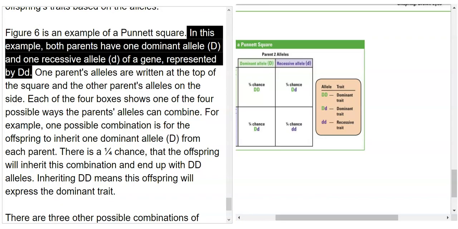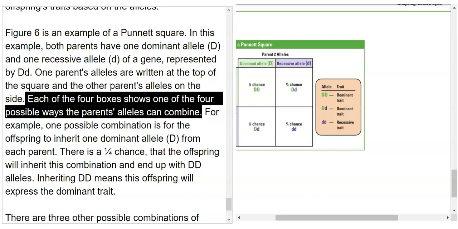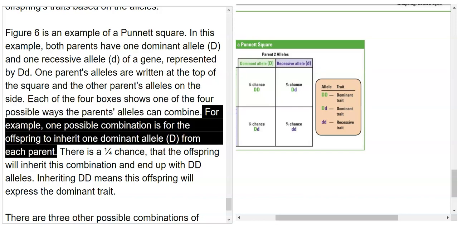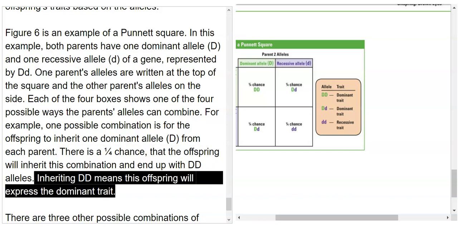In this example, both parents have one dominant allele, big D, and one recessive allele, little d, of a gene represented by capital D, little d. One parent's alleles are written at the top of the square and the other parent's alleles are on the side. Each of the four boxes shows one of the four possible ways the parents' alleles can combine. For example, one possible combination is for the offspring to inherit one dominant allele from each parent. That's a 1/4 chance that the offspring will inherit the combination and end up with DD, big D, big D. Inheriting big D means this offspring will express the dominant trait.